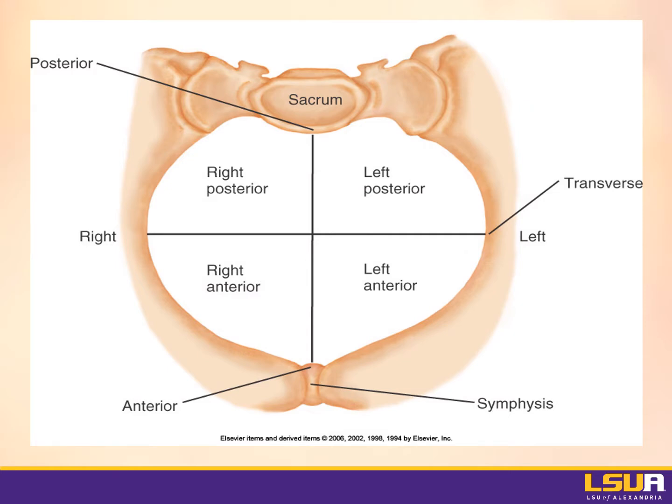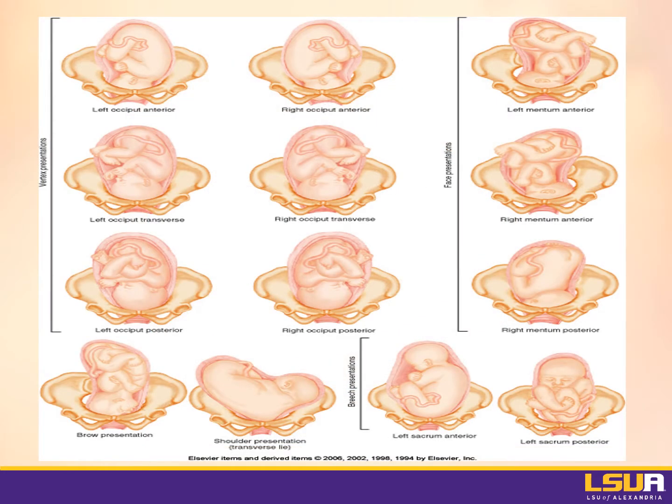You see where the symphysis pubis is, that's considered anterior. You see where the sacrum is, that's considered posterior. Left anterior, left posterior, right, etc. And so we determine on where the occiput is to determine the presentation. And this is just another picture of all the different positions the baby can be in.